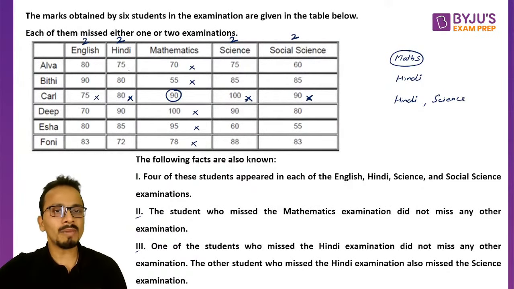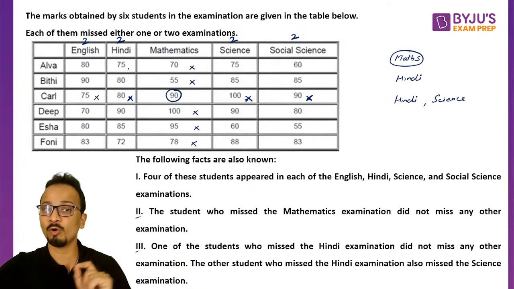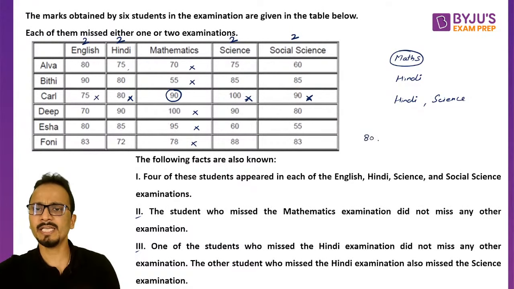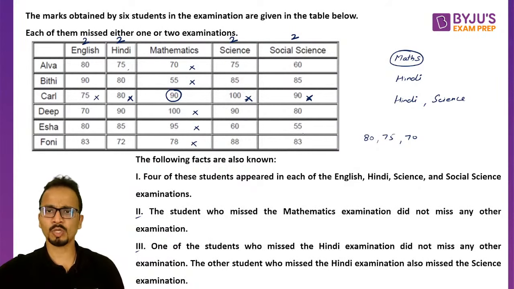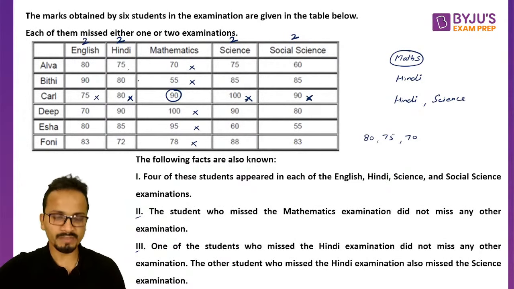So starting from Alva. Can Alva miss Hindi? If Alva misses Hindi, the top three scores are 80, 75 and 70. The average of 80, 75 and 70 is 75. Yes, right. 80, 75 and 70 are the top three scores for Alva if Alva misses Hindi examination. If you check the average, it is equal to 75. So Alva may miss Hindi examination. Okay, I'll move ahead.